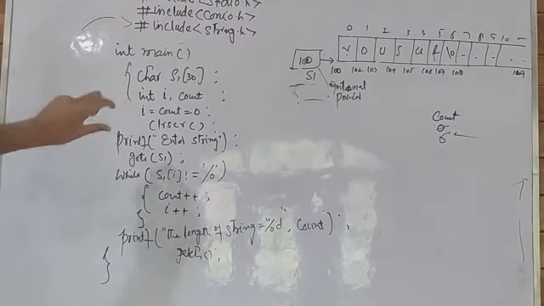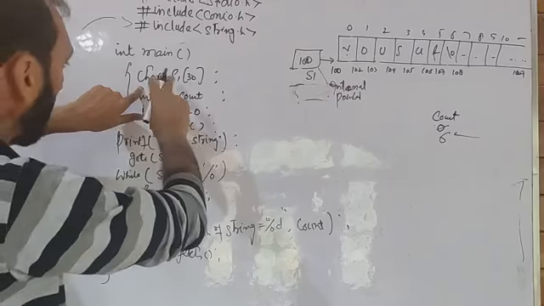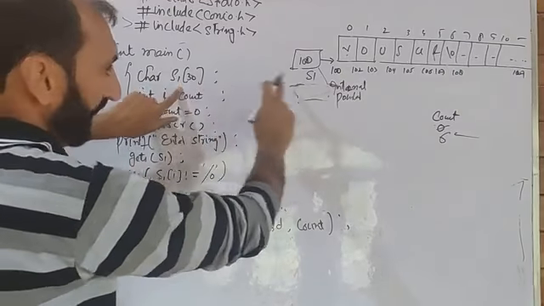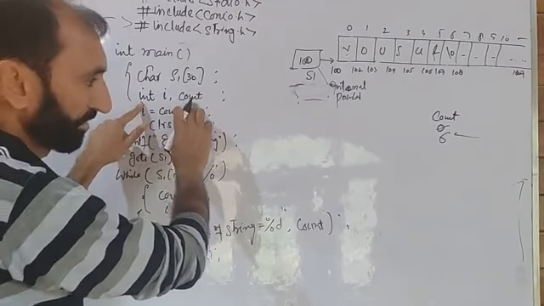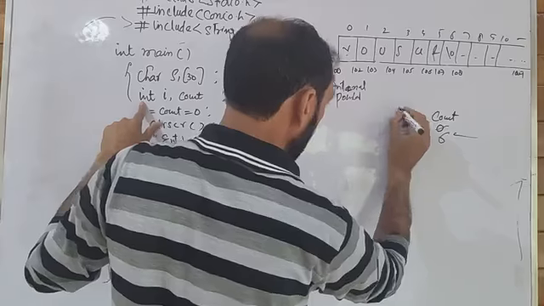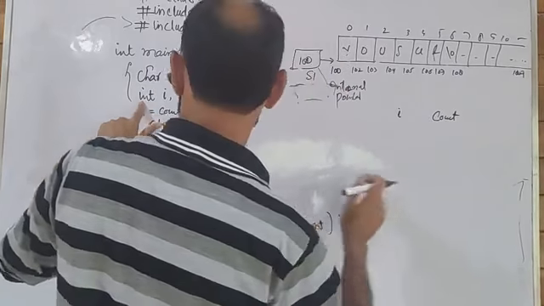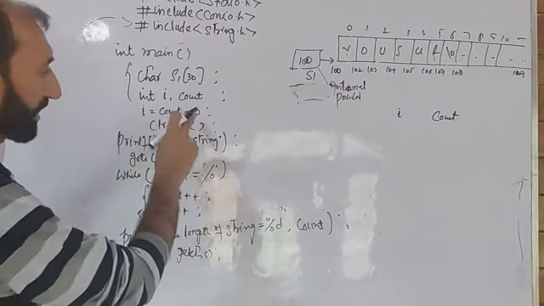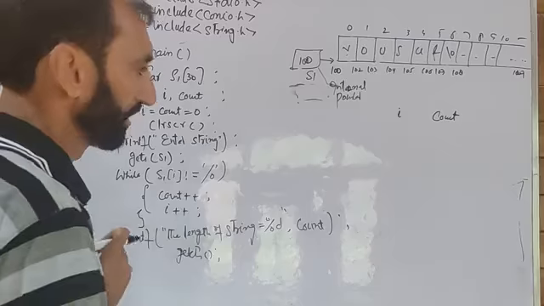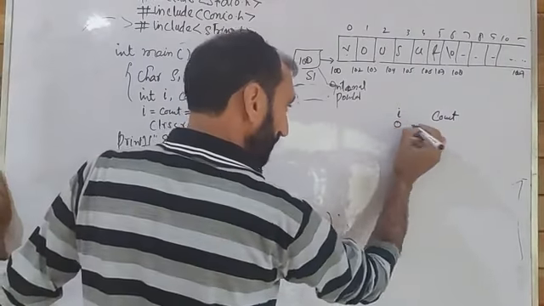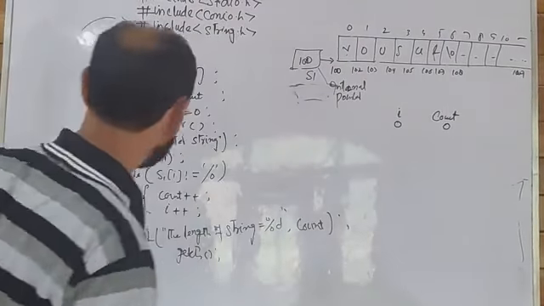Take care. Here I have also declared a character array s1 of size 30. The variables used are I and count. I equal to count equal to 0. That means I have initialized both I and count with 0. So I is made 0 and count is made 0.